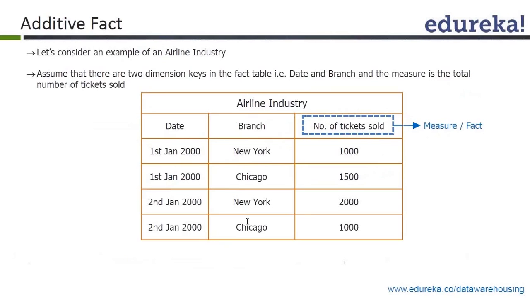So what you will do, you will add 1,000 for the New York branch. You will add 1,000 and 2,000. So in the New York branch, in the month of January, there were 3,000 tickets sold. Or what you can do is get the sum of tickets sold on 1st of January. So you will add 1,000 and 1,500 to get 2,500, which is the number of tickets sold on 1st of January. Those are the different kinds of information you can get from this particular fact table.